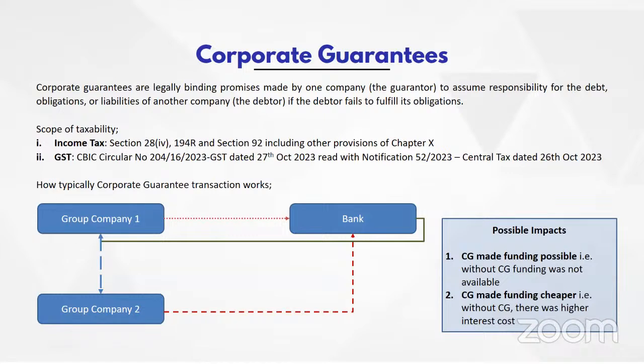Secondly, the yield-based approach is applied. That is the interest cost saving approach. For example, we have taken that the interest rate has come down from 15% to 12%. This 3% is divided between these two entities, maybe 1.5 and 1.5, or maybe some other ratio. This is called the yield approach.